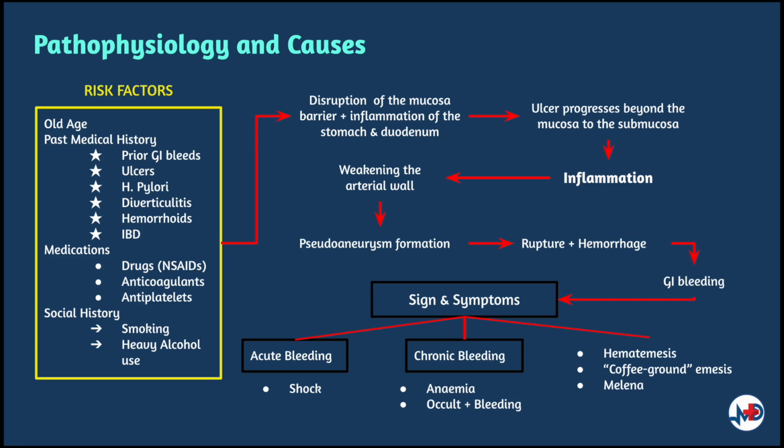So here there seems to be a disruption of the mucosal barrier added on to the inflammation of the stomach and the duodenum, which then leads to ulcers developing and progressing beyond the mucosa to the submucosal layer. This causes inflammation and consequently weakening of the arterial wall. This then leads to a formation of a pseudoaneurysm, which then eventually would rupture or bleed, and this leads to GI bleeding.